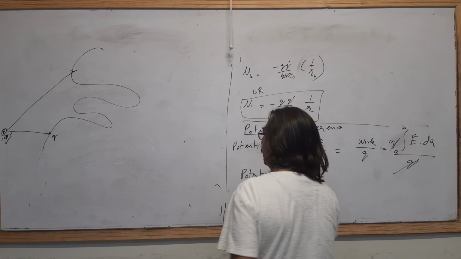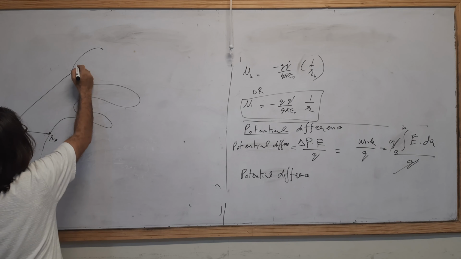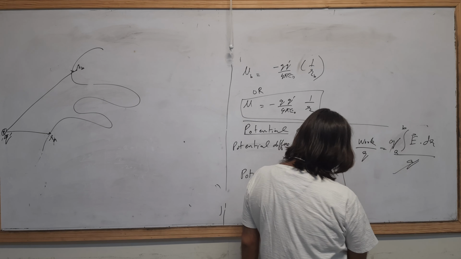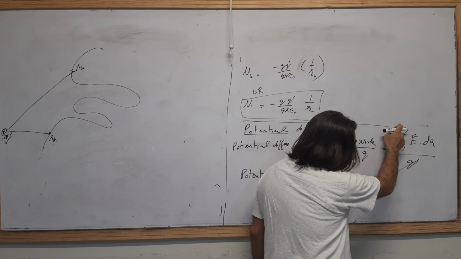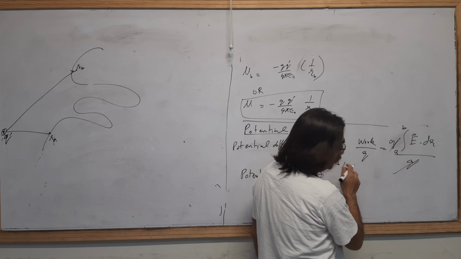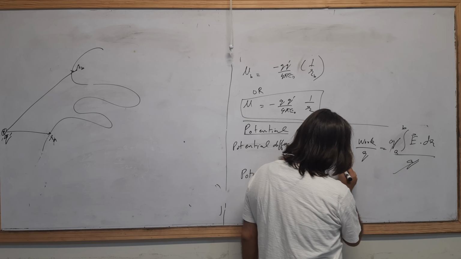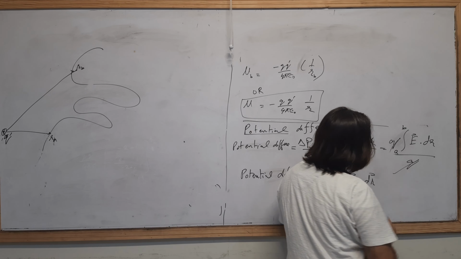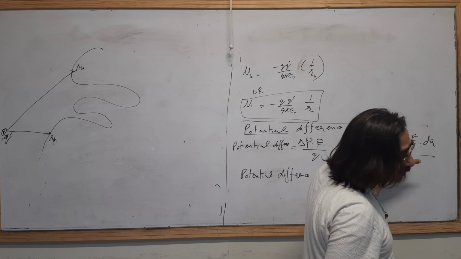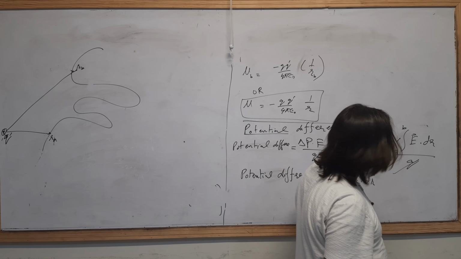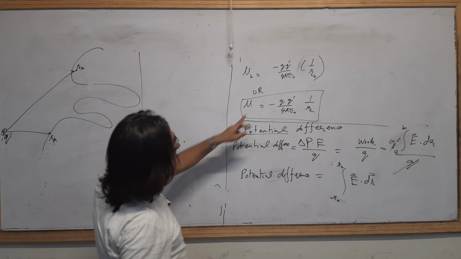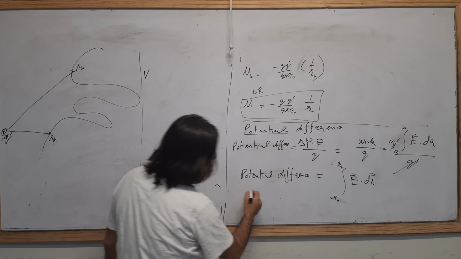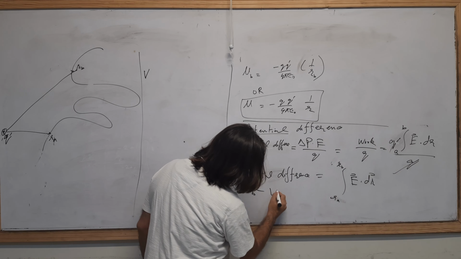So the potential difference: if this is RA and this is RB, you may write A and B, or you may write RA and RB, it's up to you. That will be the integral of E dot dr, only the test charge will be cancelled. It is the same as in the previous case where we integrated. This is a potential difference, that is VB minus VA.